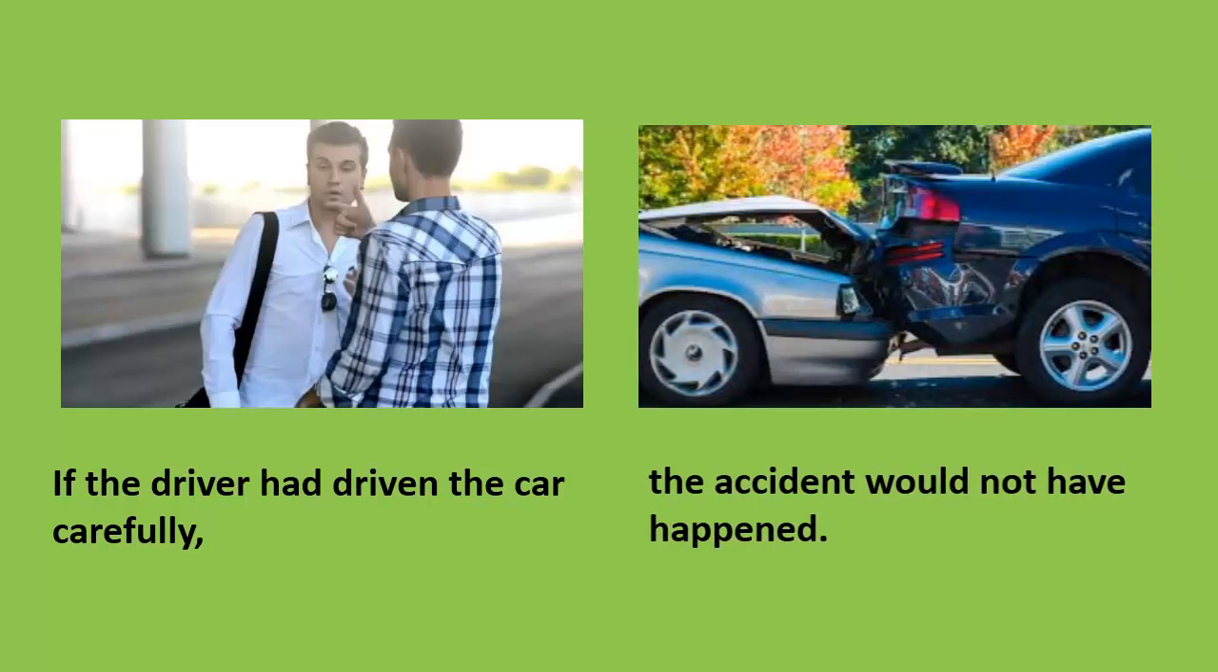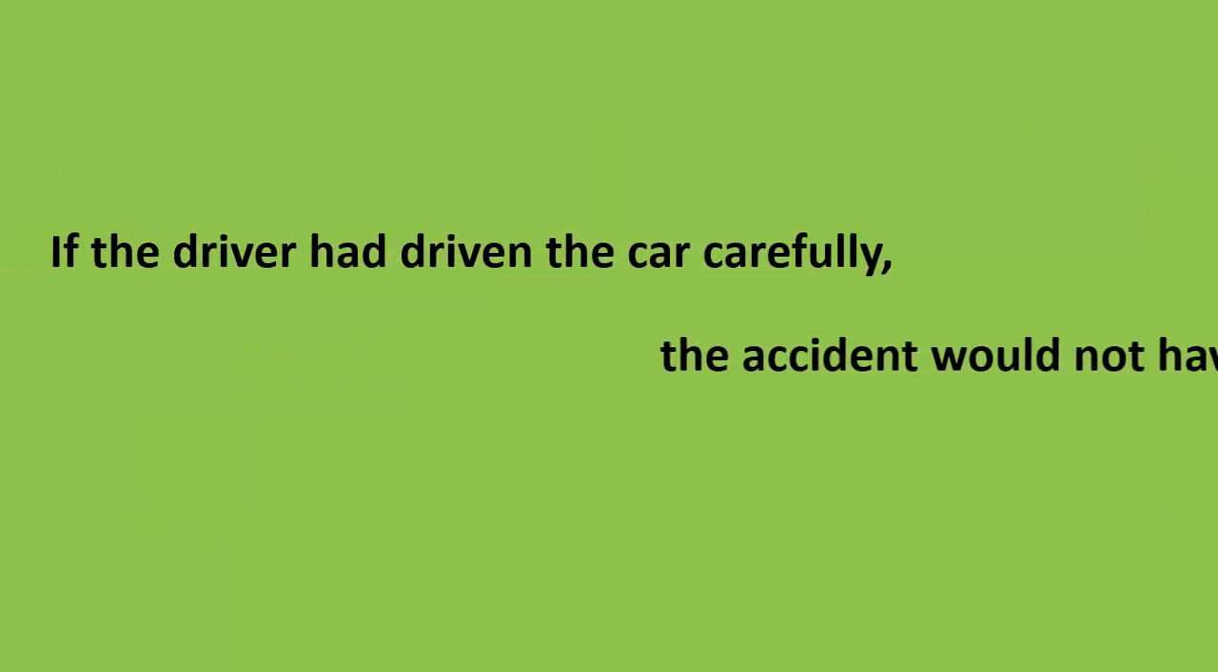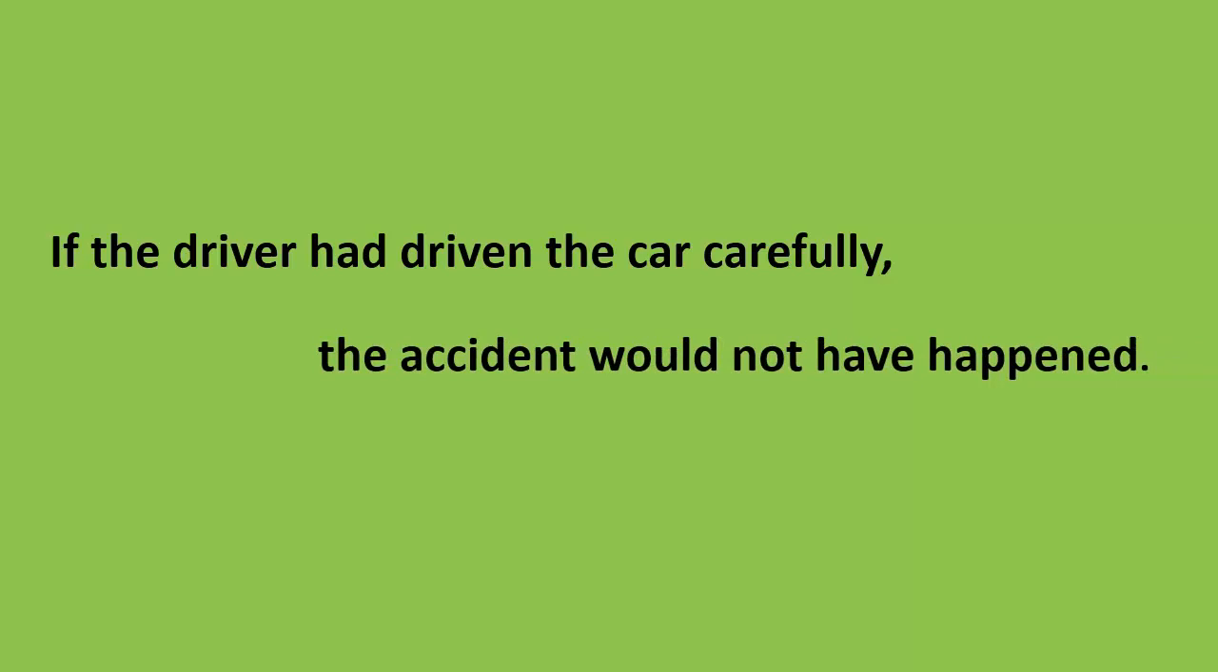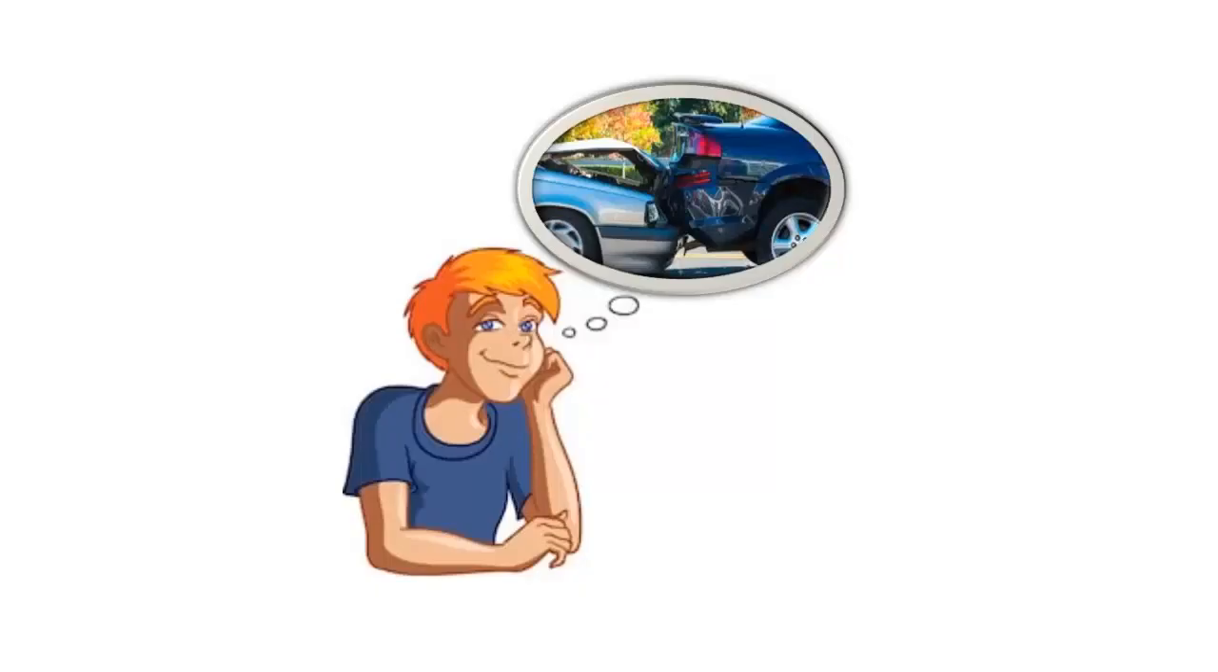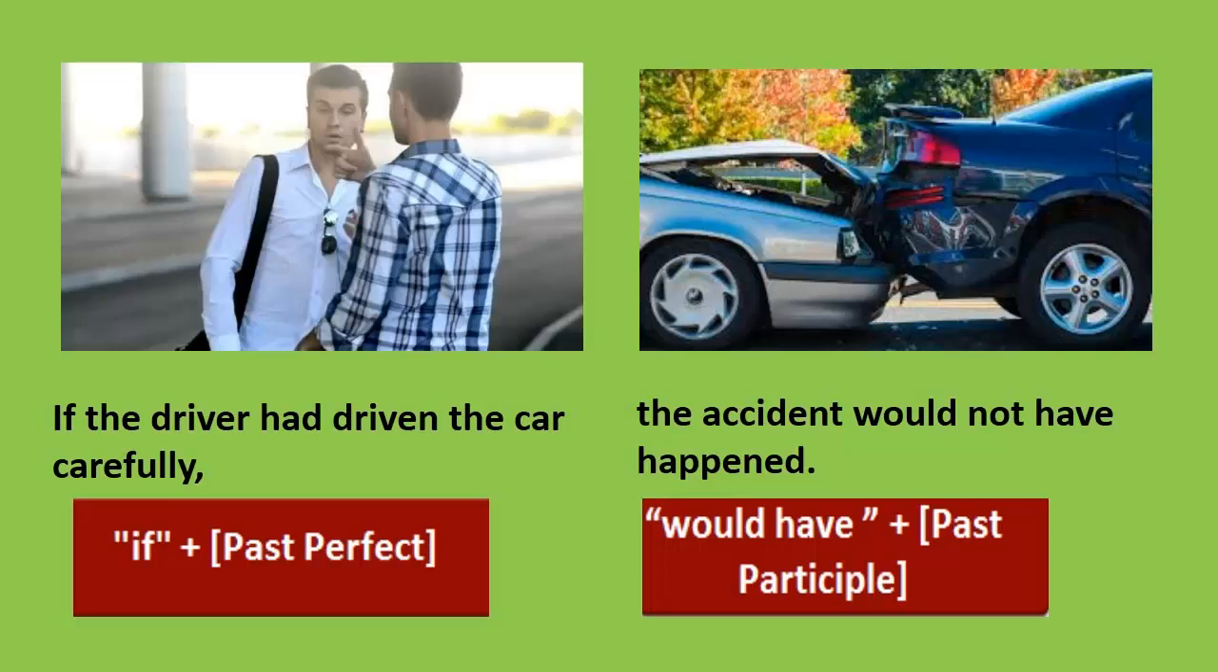Let us consider the sentence: if the driver had driven the car carefully, the accident would not have happened. The third condition is just like the second condition, but here we talk about the action of the past. The past is gone, we cannot change it. So, anytime we talk about a condition in the past, we are imagining a different past. If the driver had driven the car carefully.